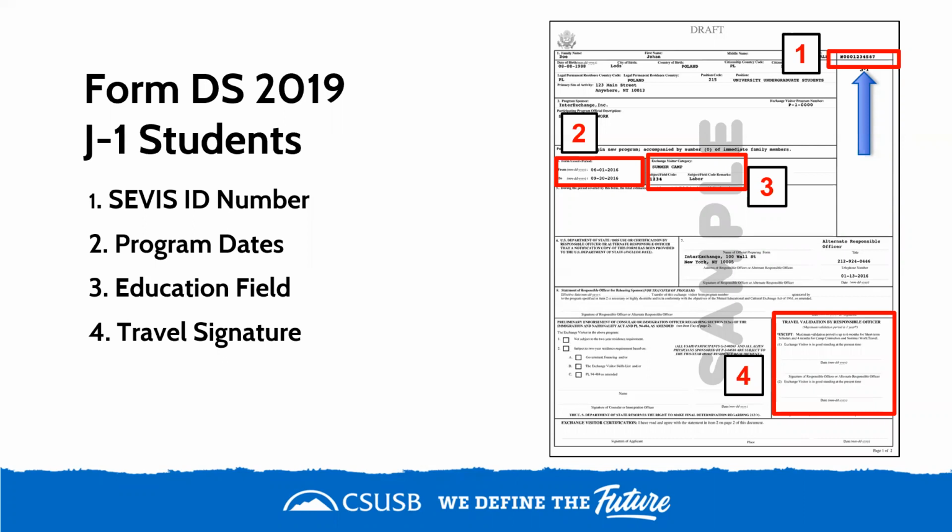Item number 3 is where your educational level is listed. It may read bachelor's, master's, or doctorate. Number 4 is the required travel signature section that will need to be signed by an RO or an ARO if you're planning to leave the U.S. Again, this must be done prior to travel.